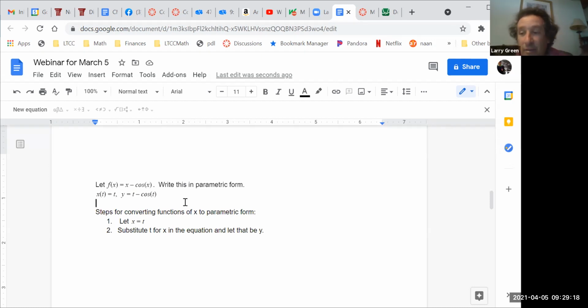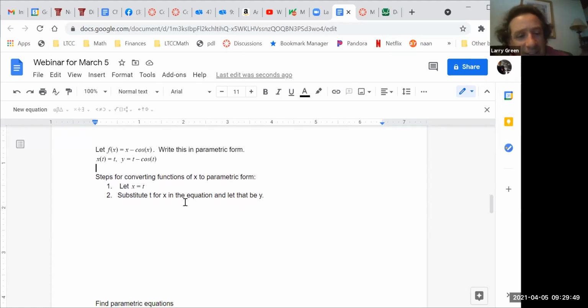Okay, and that always works. And that will turn your regular function into a parametric set of equations. Any questions on that? Piece of cake? Okay, do you think it can get harder with other things that are not functions? Absolutely. It can get a lot harder because this is the easiest possible. So let's go to the next one. Next one's not too bad.